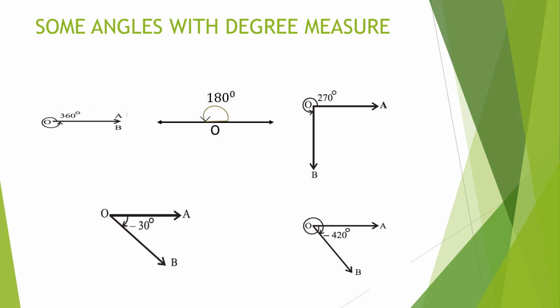Now suppose it goes in the clockwise direction, we know it will be negative. So from OA to OB in the fourth case, it is minus 30 degrees. Similarly, after performing one whole revolution, again it goes further. Here you can see it goes further after one revolution in the clockwise direction. So the total angle made is minus 420 degrees.